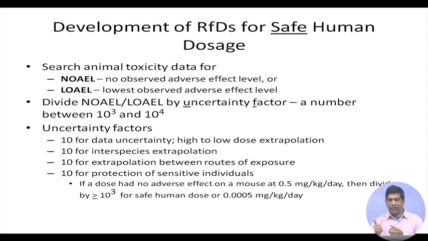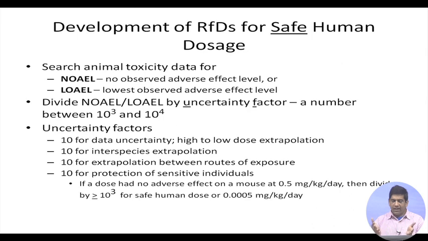For protection, then another factor of 10 for protection of sensitive individuals. For example, if you have a change in weather, some people catch cough and cold very quickly. For the same change of weather, another person may not catch cough and cold, because different people have different immune systems. So some people are sensitive, so to take care of them, we put a protection factor of 10 over there as well.